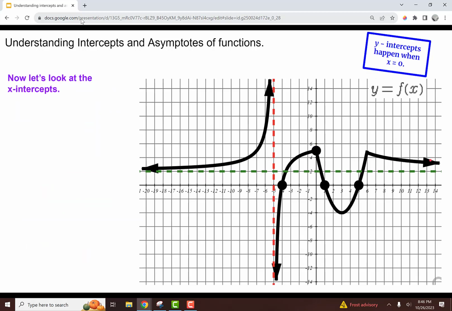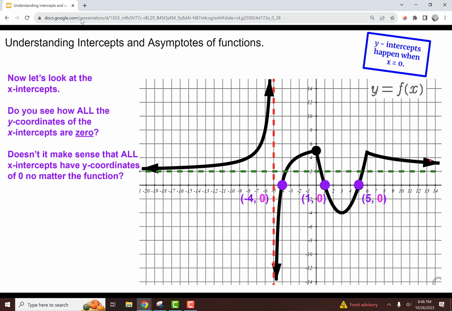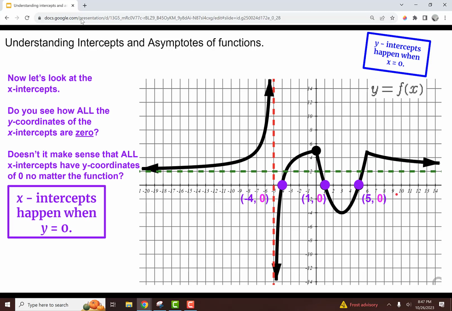Now, what about x-intercepts? We've got 3 here. Again, what's similar about them all, they all have a 0 in the y-coordinate. And same reasoning, no matter where you are along the x-axis, your y is going to be 0. And so x-intercepts happen when y is 0. Again, don't memorize this. Just make sure you're understanding it.